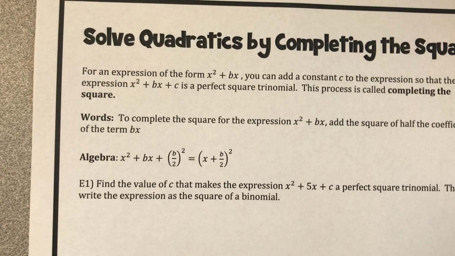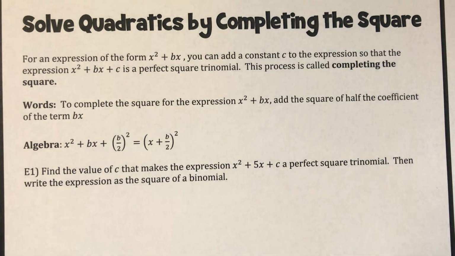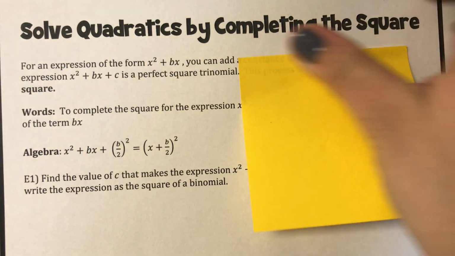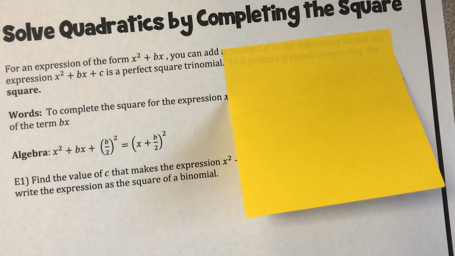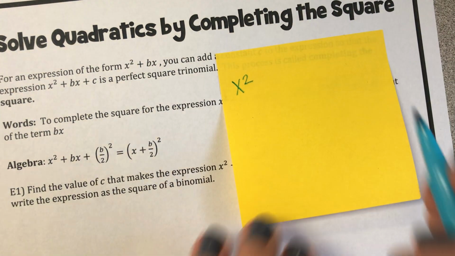So it says for an expression of the form x squared plus bx, you can add a constant c to the expression so that the expression x squared plus bx plus c is a perfect square trinomial. So before we go any farther, let me just remind you what a perfect square trinomial is. That would be something like x squared. That's a perfect square.